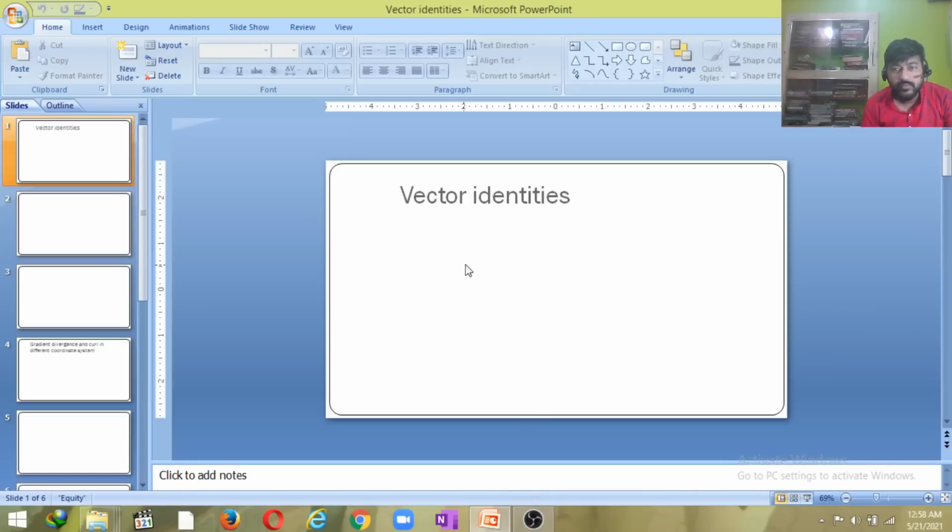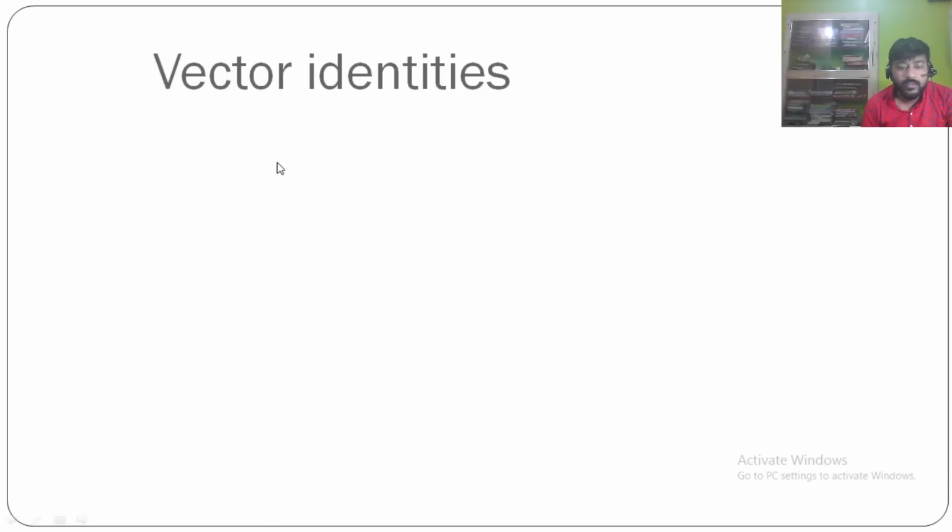So dear students, today I'll discuss some important vector identities. There are a lot of vector identities, but we'll discuss here only some particular ones, and obviously the proof is not required for your exam purpose. So we'll just discuss the vector identities and try to learn the trick to remember them, and then we will solve problems so that you can apply the concepts.